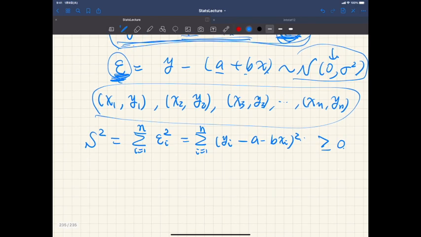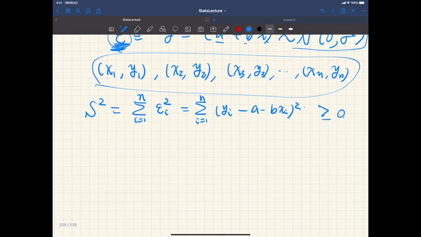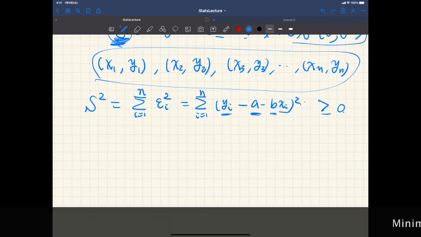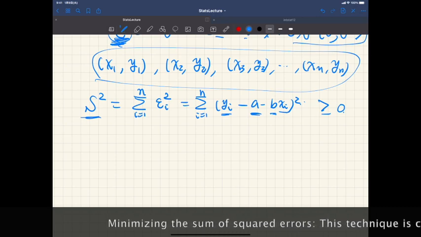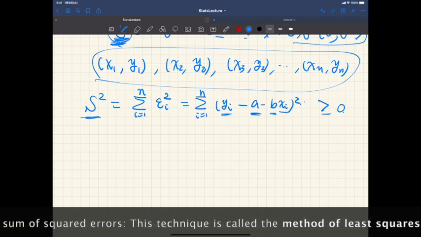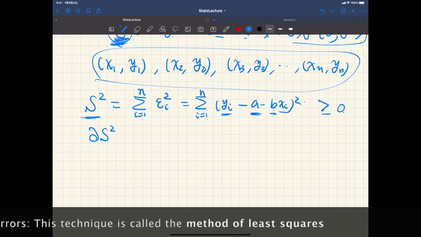Okay. So from this, we want to determine, this is a function of a and b. x_i and y_i are given data, so they have some given values. But a and b are unknown, so we treat them as variables. So what we want to do is to minimize this quantity. To minimize this, we differentiate it and find the minimum. So differentiate it with respect to a and b.